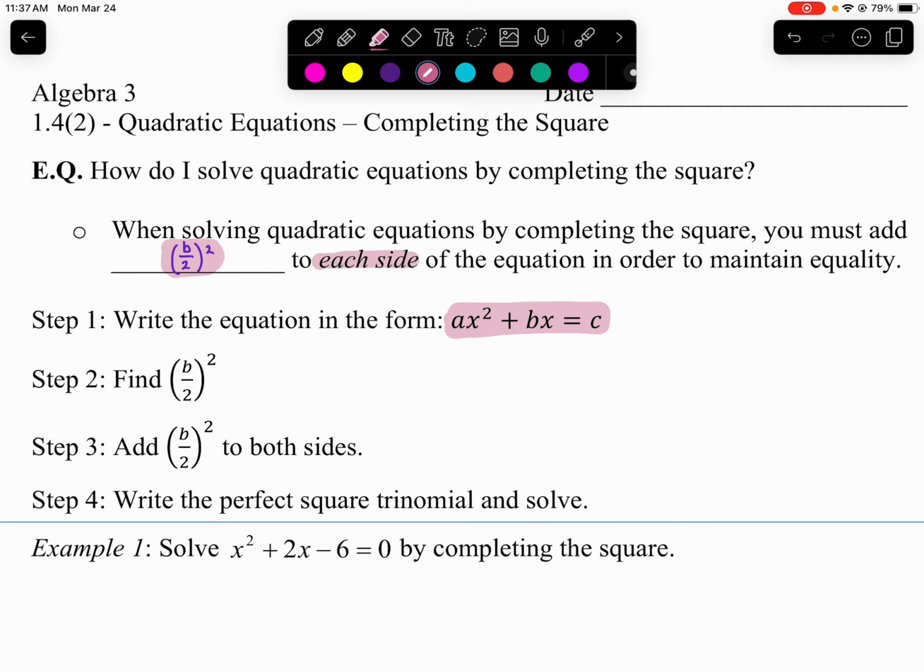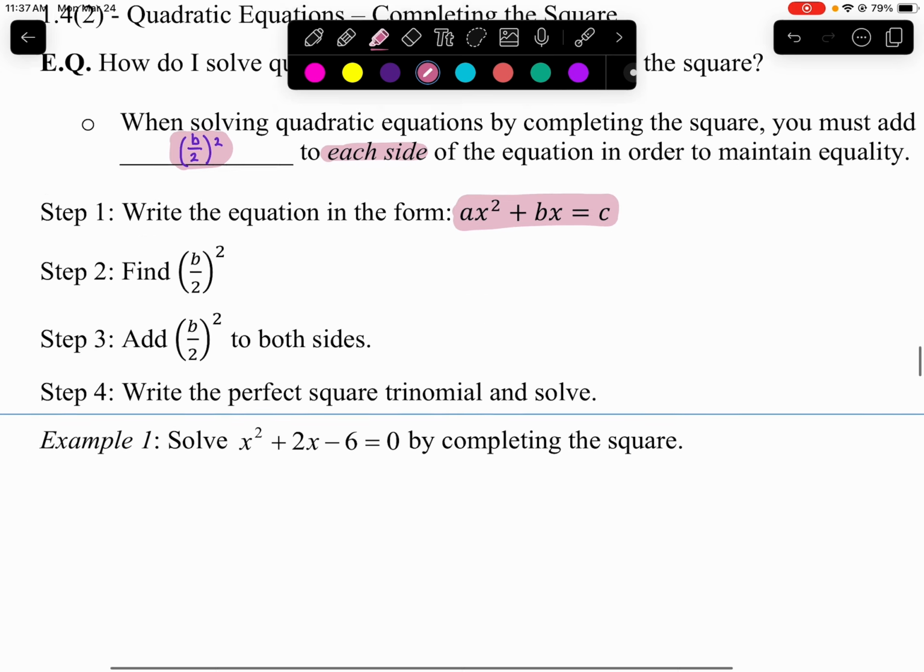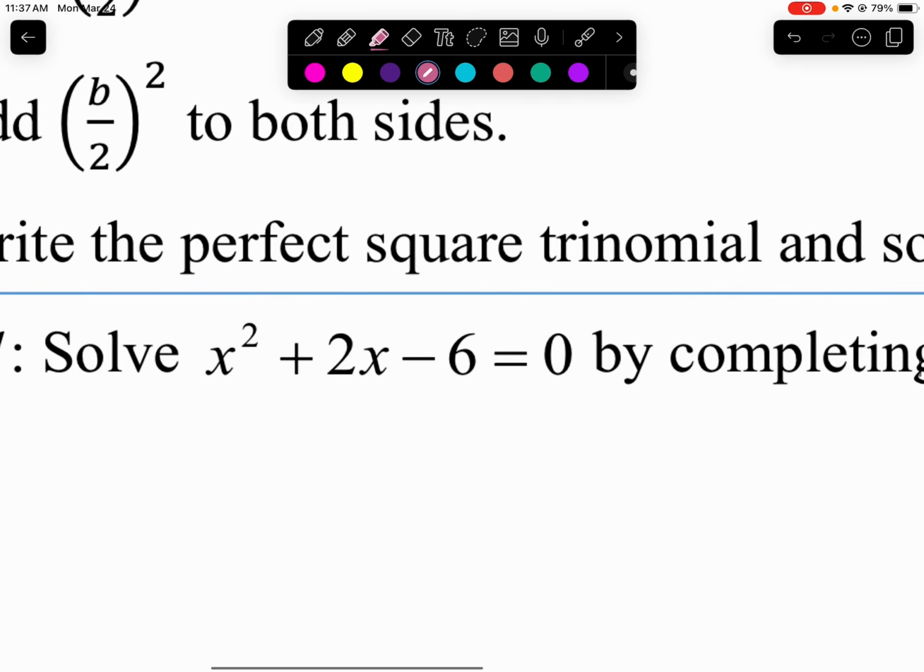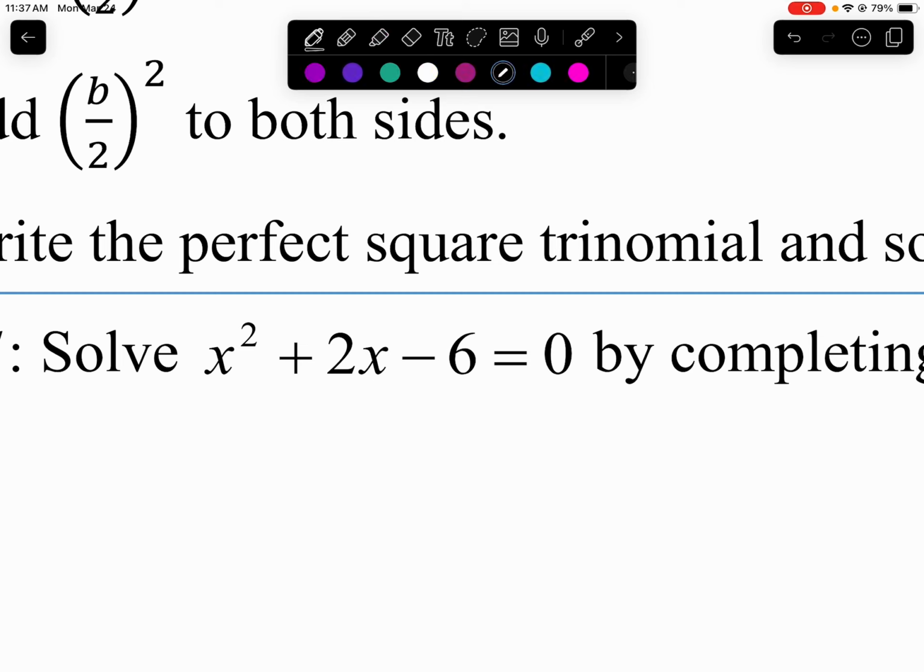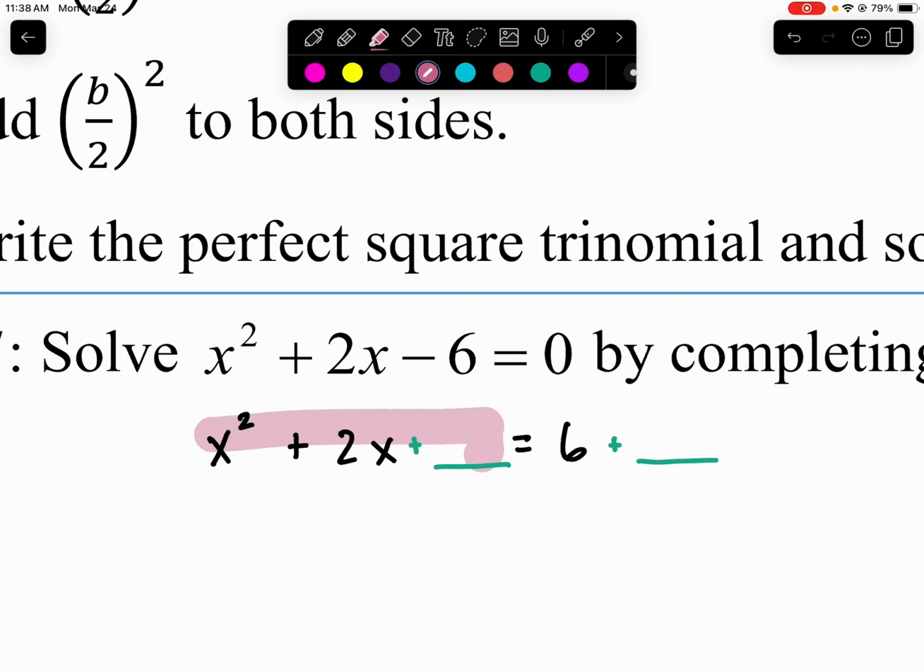All right, so let's take a look at the first example, and then we'll go through all of these steps we have listed above. So this equation is in standard form, so we are going to move our minus 6 to the other side by adding 6. Okay, so that's first step done. Second thing we have to do is add a common value to both sides because our goal is to make this side a perfect square trinomial.